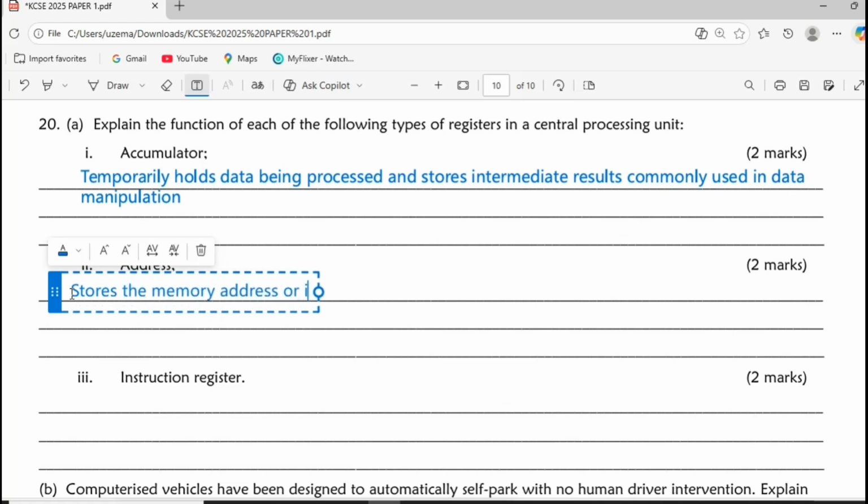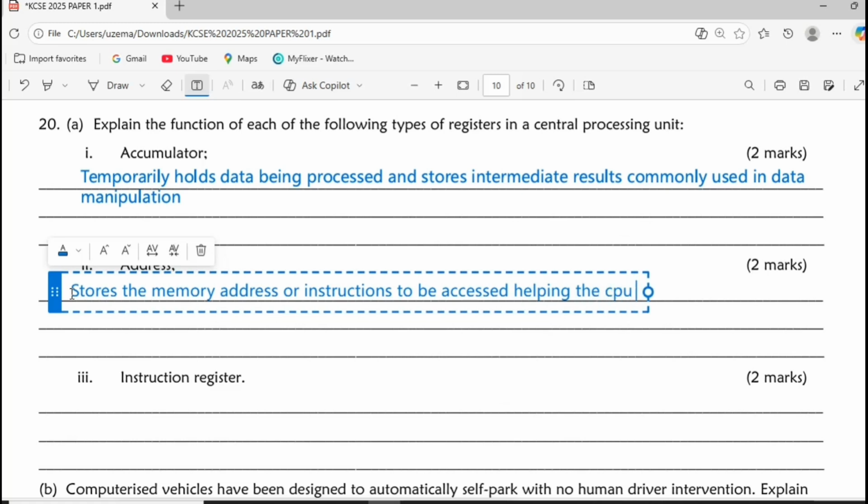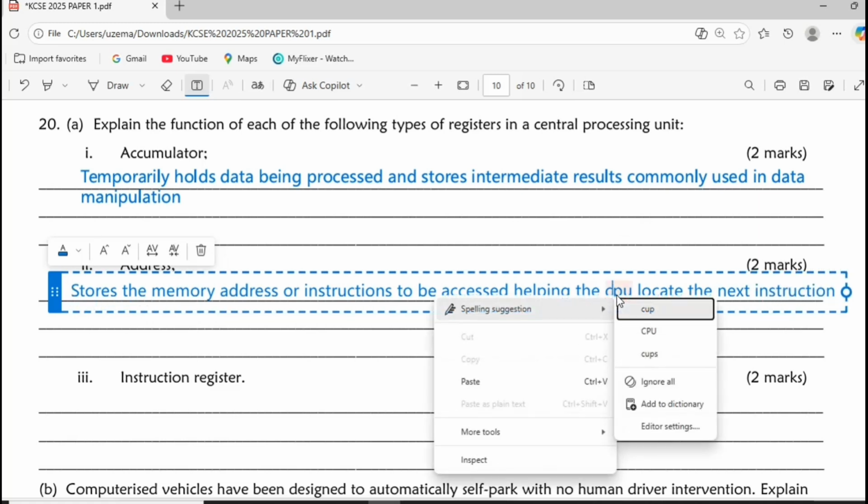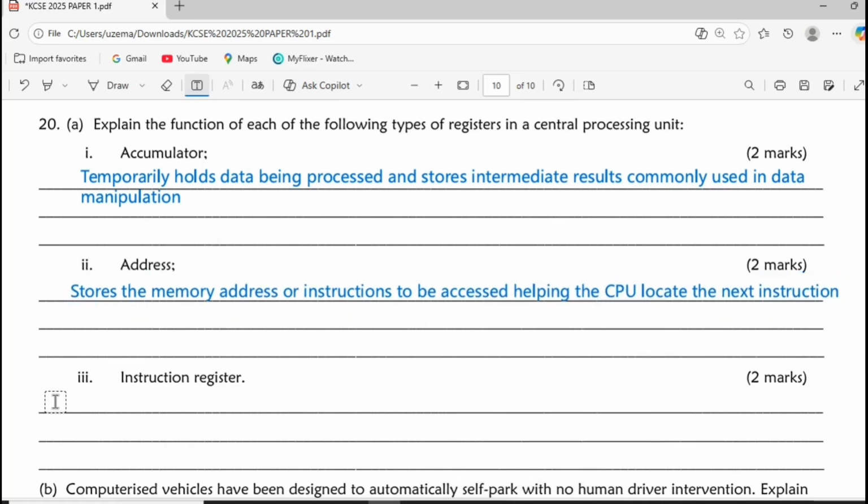Then we also have what we're calling the address register. The address register stores the memory address or instruction to be accessed. It stores the memory address of the instruction that is to be accessed, helping the CPU locate that next instruction, that address where this instruction is stored. That is the function of the address register.